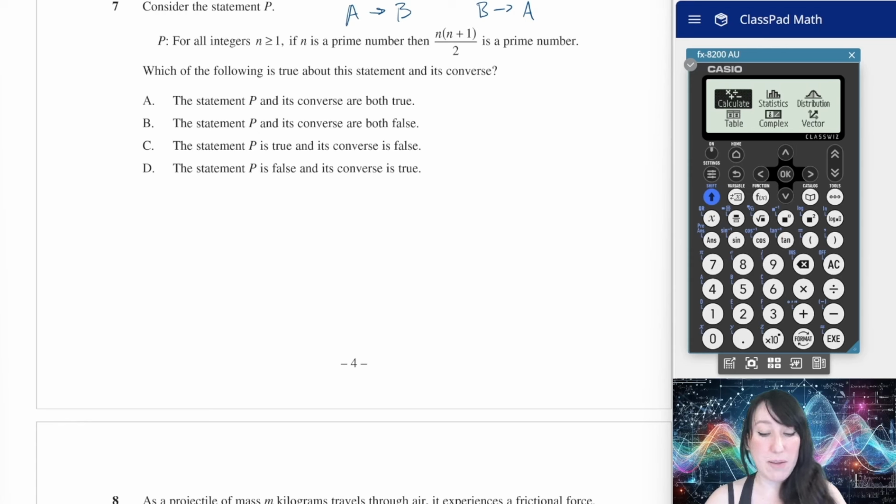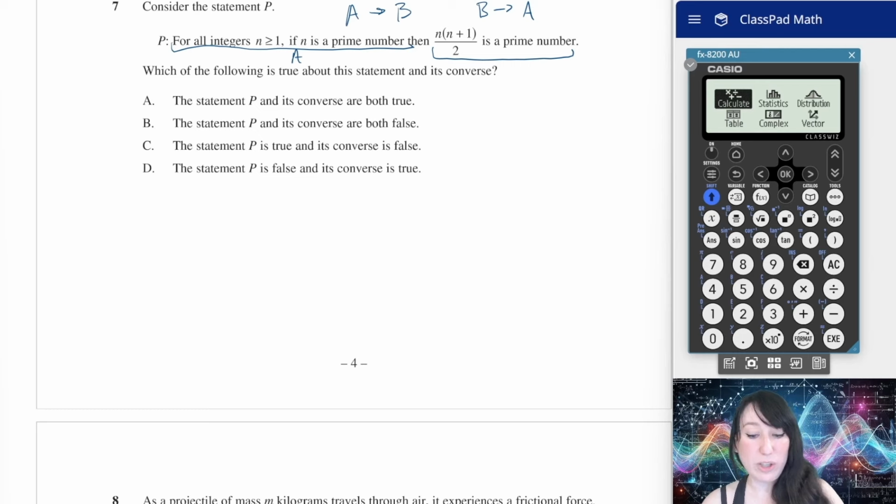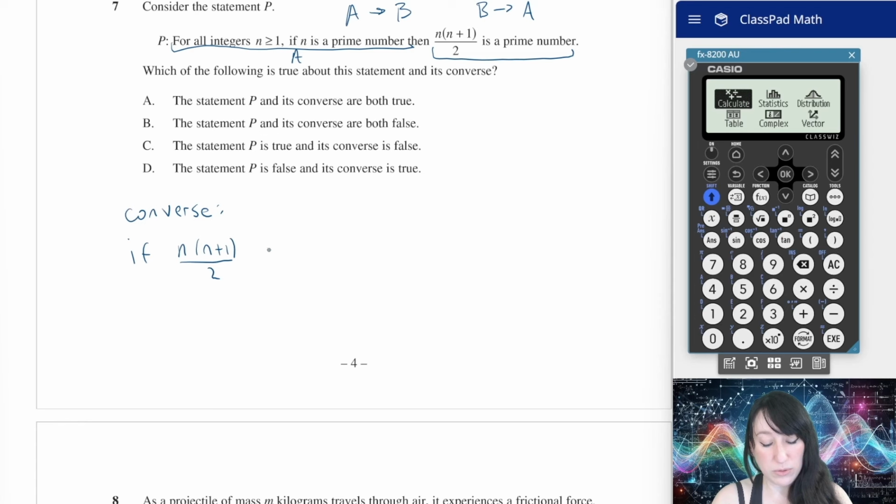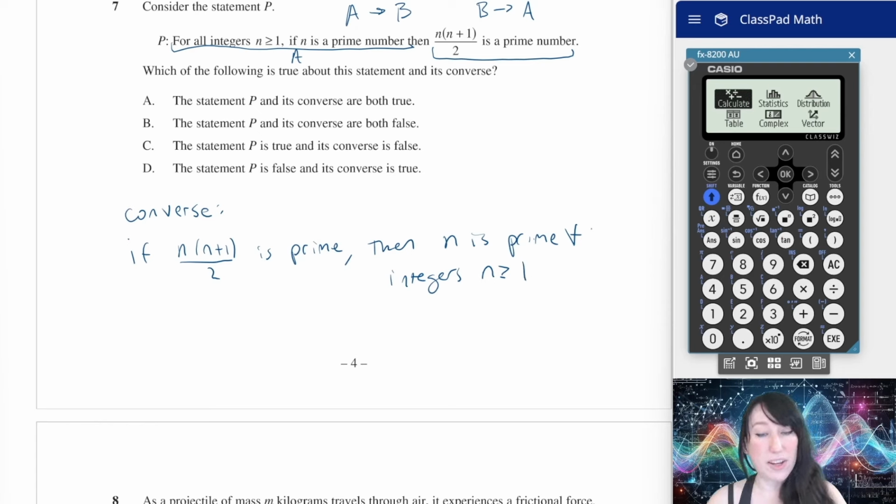So to test the converse statement, we will need to figure out what that is. Let's identify the A and the B parts of statement P. So the antecedent is for all integers n greater than or equal to 1, if n is a prime number, and then the consequence is n times n plus 1 over 2 is a prime number. So we just swap those around to create the converse. It would be, if n times n plus 1 over 2 is prime, then n is a prime number for all integers n greater than or equal to 1. Let's check the truth of each of these statements.